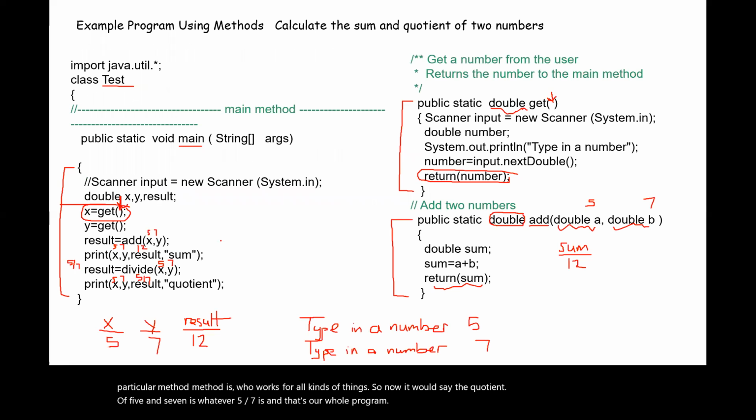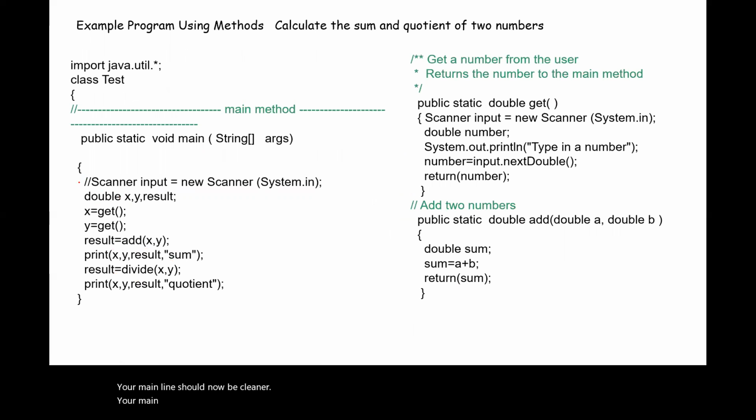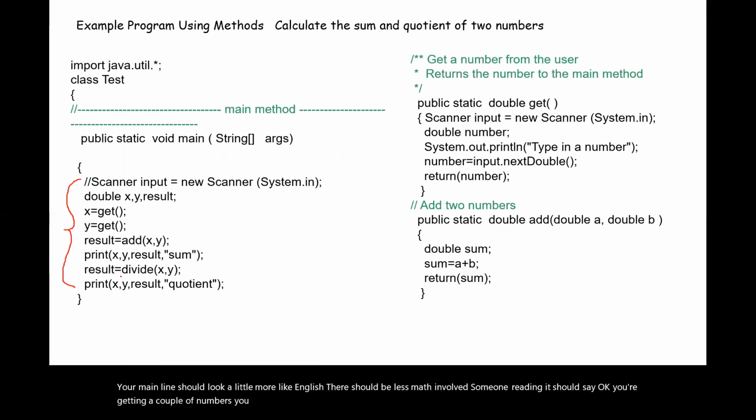So how is this better? Your main line should now be cleaner. Your main line should look a little more like English. There should be less math involved. Someone reading it should say, okay, you're getting a couple of numbers, you add them, you print a result, you divide them, you print a result. I can follow that. They don't need the fine details. The fine details are done in the method.